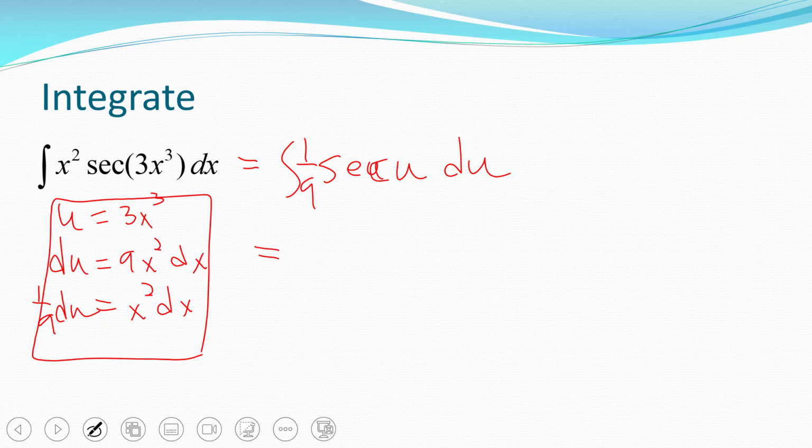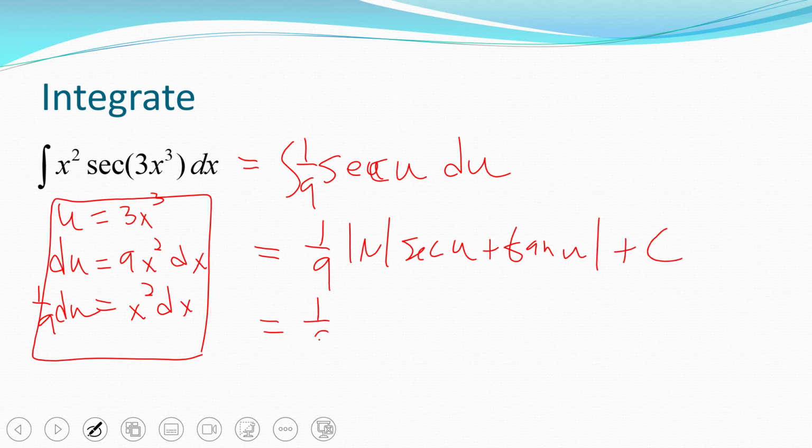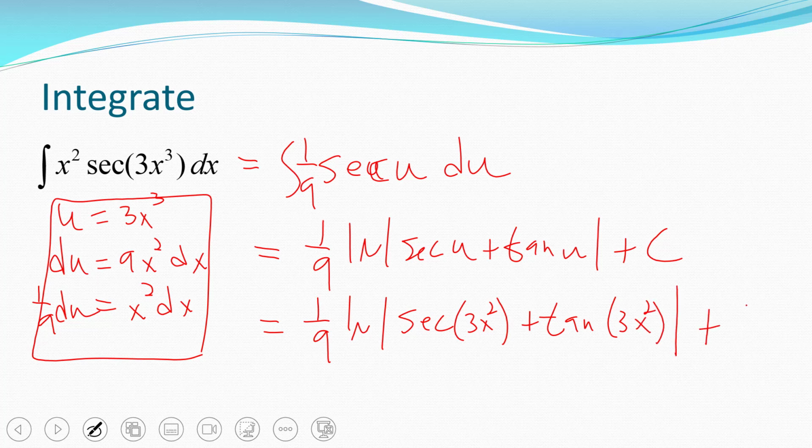So that equals 1/9 the antiderivative of the secant of u, which we know is the natural log absolute value of the secant of u plus the tangent of u plus c. So the final answer then is 1/9 natural log absolute value of the secant of u, which is 3x cubed, plus the tangent of u, which is 3x cubed, all in absolute value, plus c.